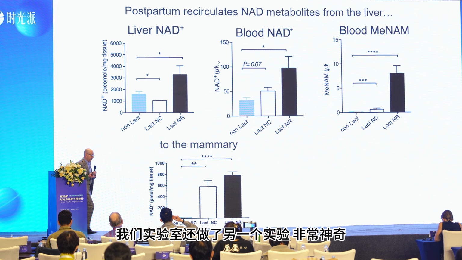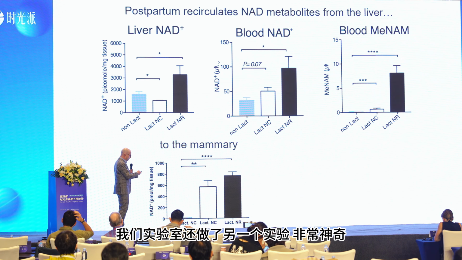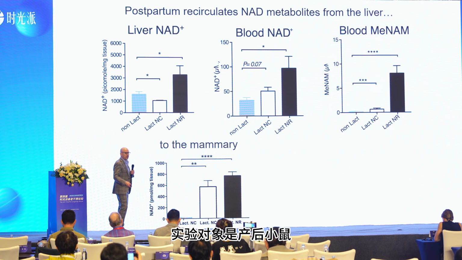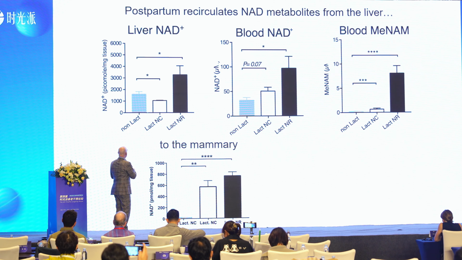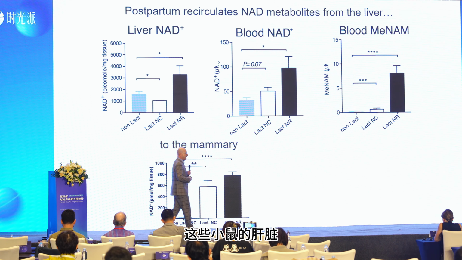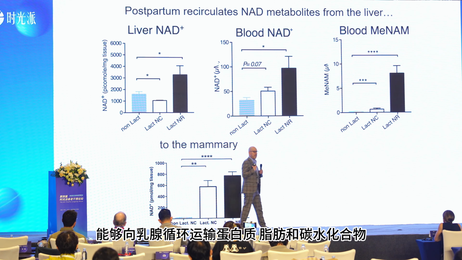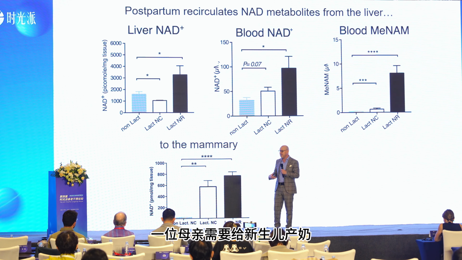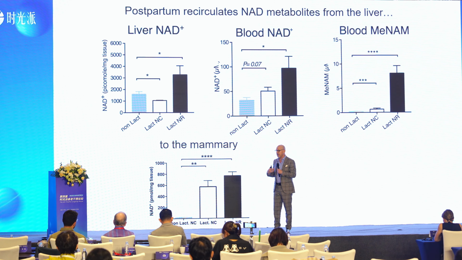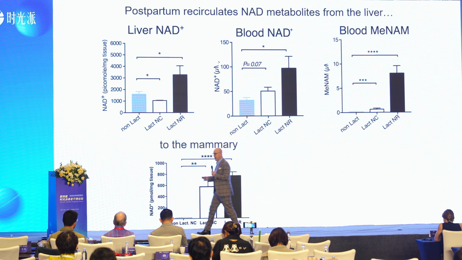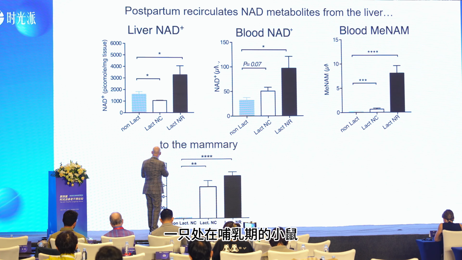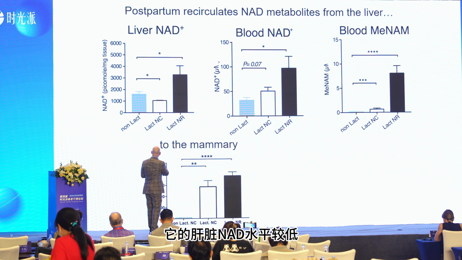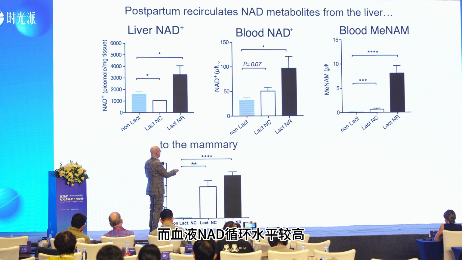Now, here's another thing that was amazing that our lab did. In a postpartum mouse, a new mother mouse, and a new mother rat, not only does their liver circulate protein, fat, and carbohydrates to the mammary, right? A new mother is making milk for the babies. That's how life works. But the amazing thing that we discovered is that a new mother, a lactating control mouse, has lower liver NAD, and she's circulating a high level of blood NAD.